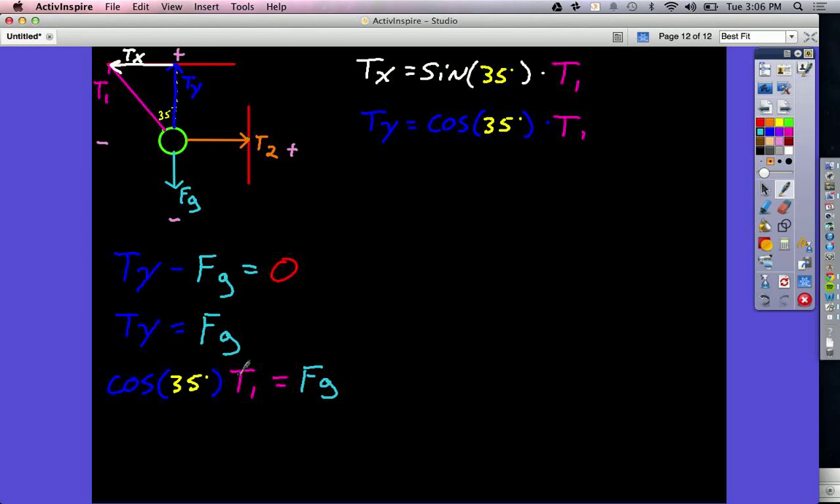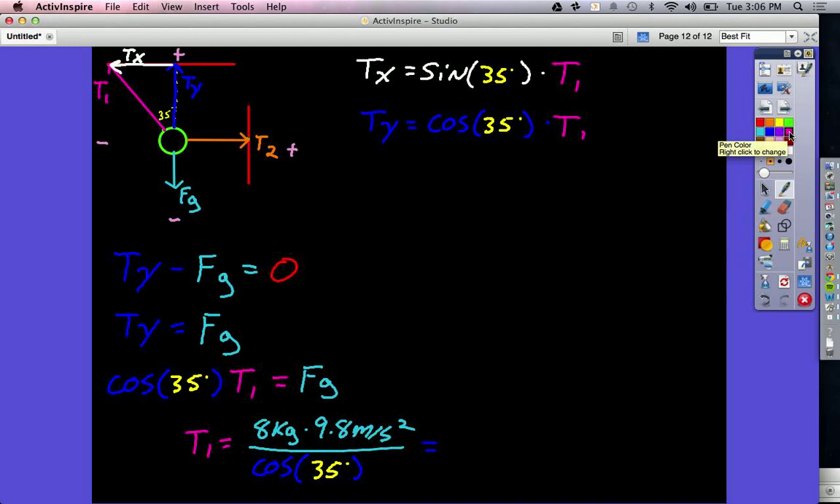Now we're just going to solve for T1, so I'm going to divide by the cosine of 35 to the right side. And what I get is that T1 equals my force of gravity, which is 8 kilograms times 9.8 meters per second squared, divided by my cosine of 35 degrees. And when I plug all of that into my calculator, what I should get is that tension 1 is 95.7 newtons.